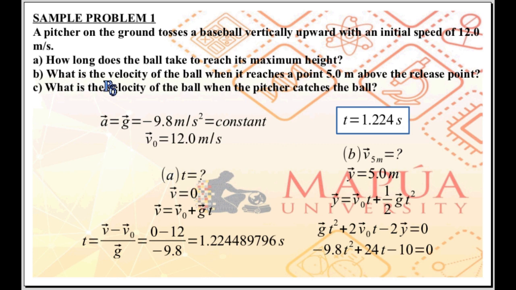Going now to the second question. What is the velocity of the ball when it reaches a point 5 meters above the release point? Taking the release point as the origin, so y is equal to 0, the point we are concerned with is 5 meters above 0. So for the final position, we let y be equal to 5.0 meters, positive because above the release point, so positive direction. The displacement is in the positive direction.